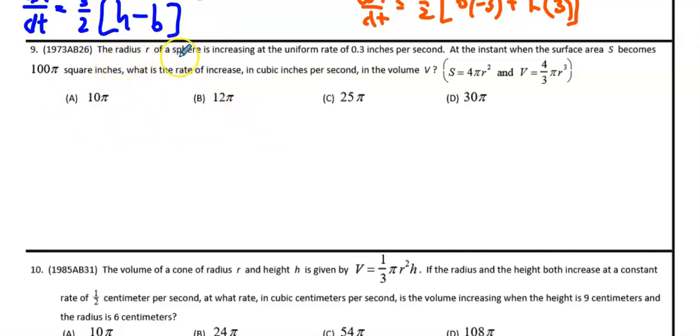So it says the radius r is increasing. As soon as I see the radius r increasing at a rate of, I know that the change in the radius with respect to time, dr/dt, is equal to, and again it's increasing so the value is positive, 0.3 inches per second.